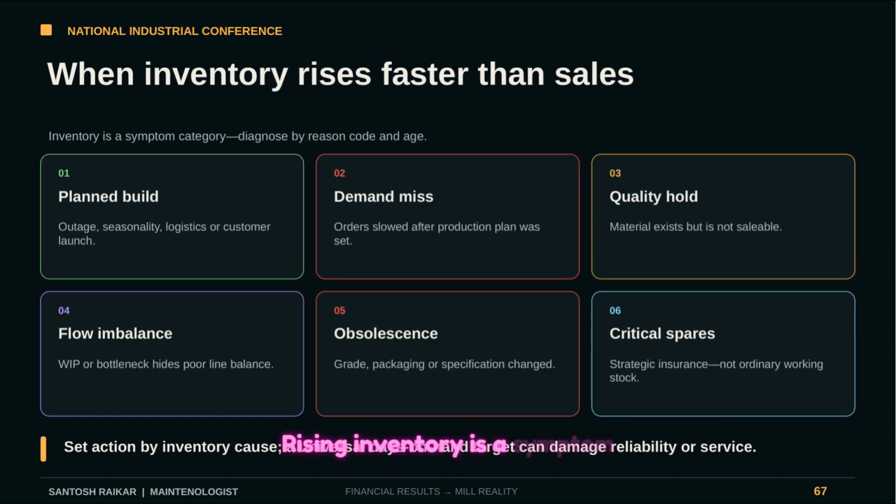Rising inventory is a symptom. You need to diagnose it by reason code. Is it a planned outage build or a demand miss? A universal days on hand target can be dangerous if it ignores the reason for the stock.